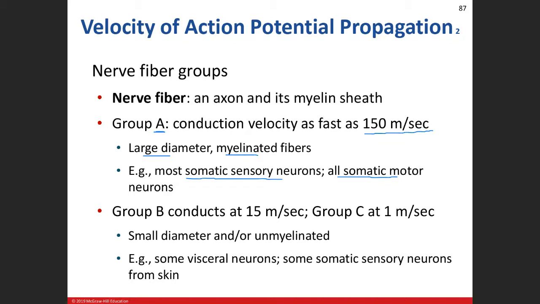Group B are going to be smaller, 15 meters per second, which is still not too bad, trust me. But it's 10 times less than a Group A. Group C, that's the smallest, 1 meter per second. These guys will be smaller, obviously, in diameter, and they'll also be unmyelinated. Now if you look here, some of our visceral neurons, that's the neurons that go to some of our organs, things that involve our unconscious perception.